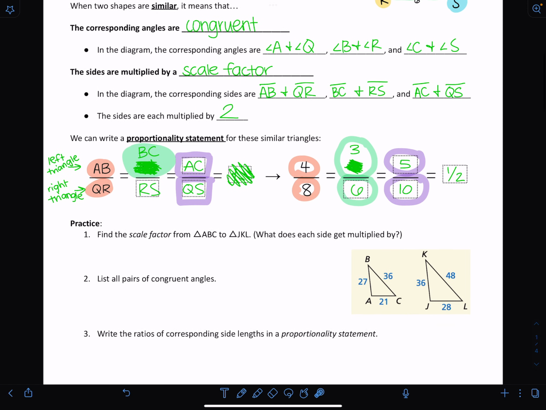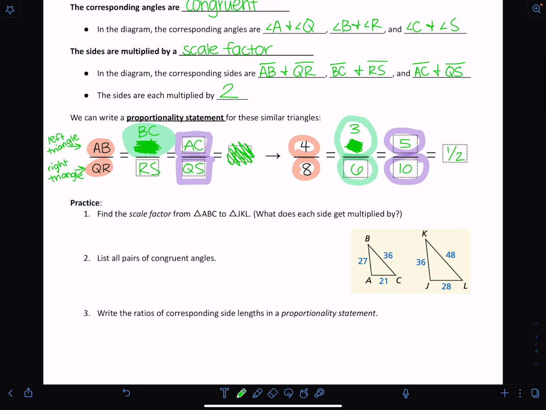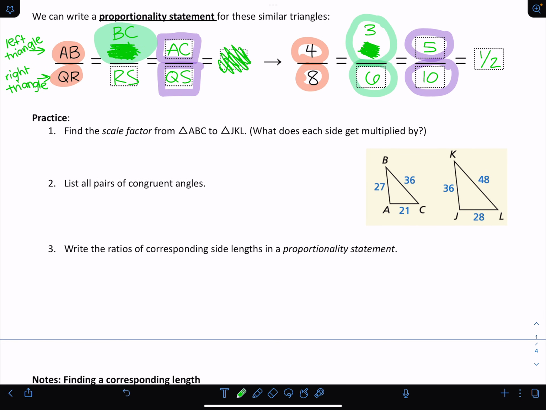Scrolling down, we've got some practice problems. I'll go through this first practice section and maybe the next note section with you. And then let you do the rest of the practice on your own. Please make sure you check your answers and the answer key when you're done. All right, this practice section. Find the scale factor from triangle ABC, this guy, to triangle JKL, and then our little hint, what does each side get multiplied by? That's what it means to be a scale factor.